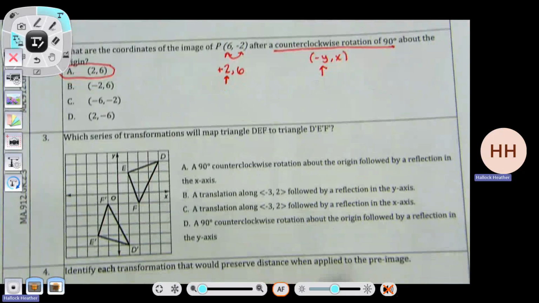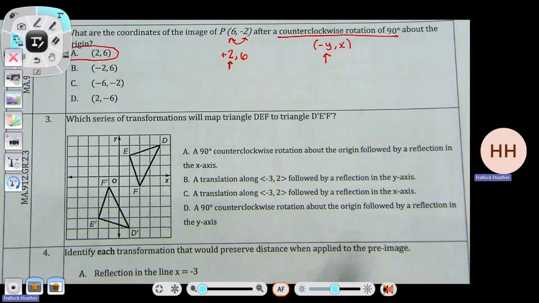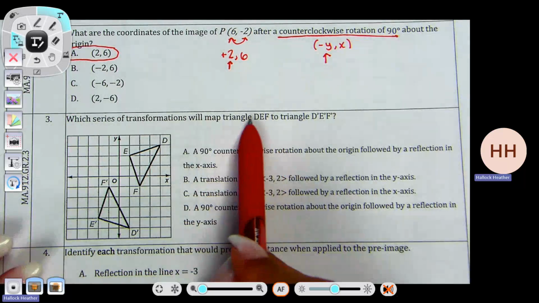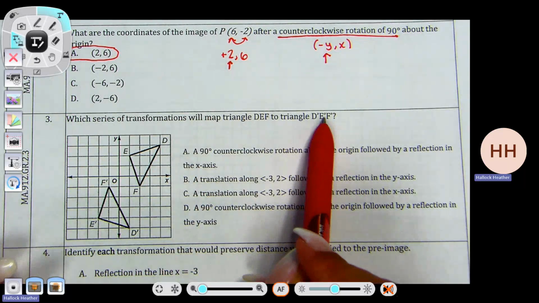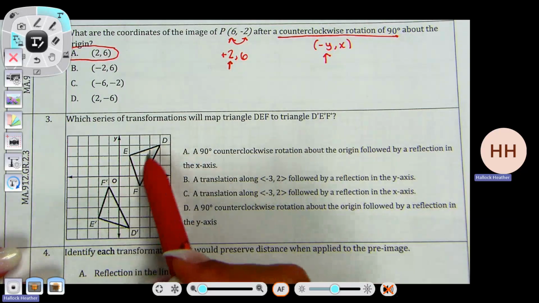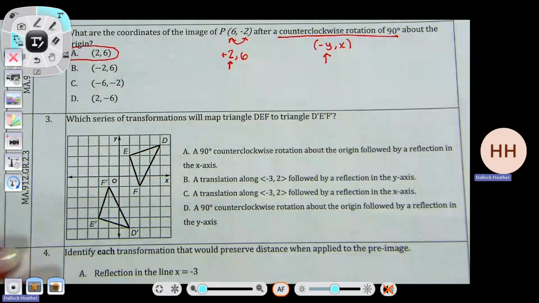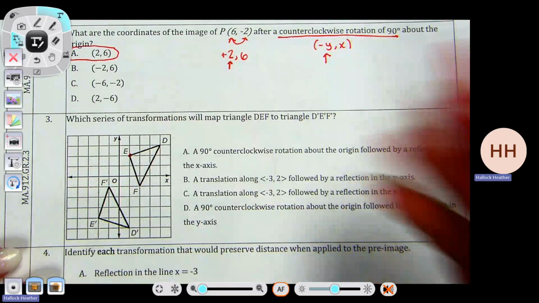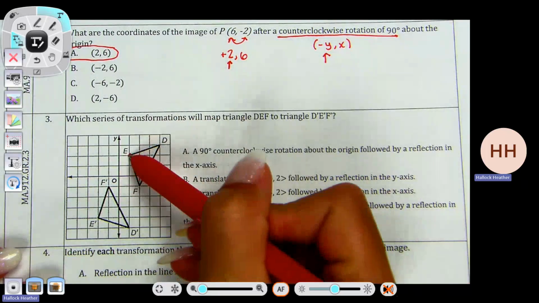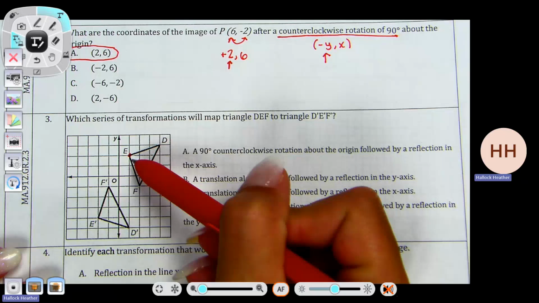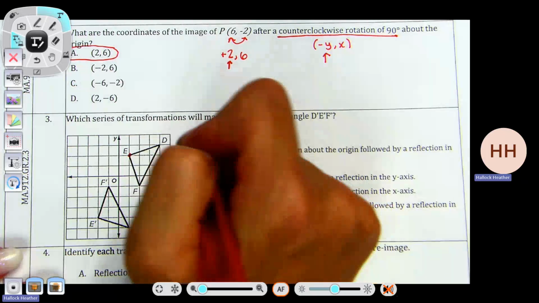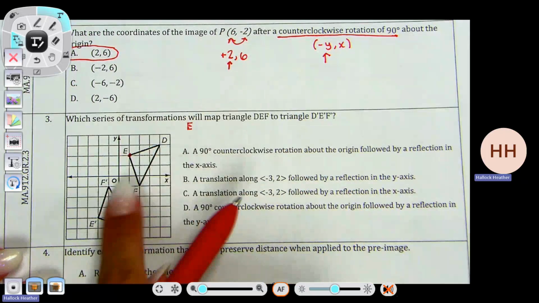For number 3, this is one of the harder problems. It's a 2-step problem. It says which series of transformations will map triangle DEF onto D prime, E prime, F prime. So they give us the original and we're going to the new one because the new one has the primes. For this, once again, you could check every single point. I'm just going to use 1 point. So I'm going to focus on E. I basically need to figure out which one of these will take me to E prime. So if I start by writing out E, E is at 1, 2.